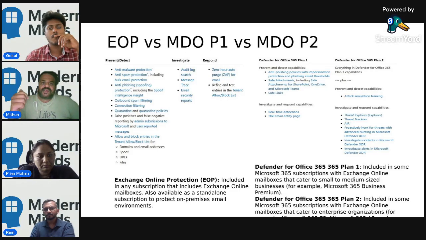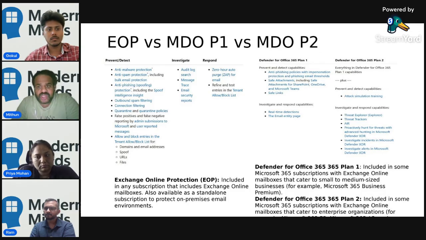And what is extra in P1? So MDO P1 will have whatever we discussed so far in EOP, and in addition, it has a little bit extra prevent and detect capabilities. So when it comes to detect capabilities, as I said, it has Safe Attachments protection, which does sandboxing. It has Safe Links protection that does sandboxing for URLs, which does URL detonation checks. And it also gives impersonation protection. The impersonation protection is not available in EOP, right?